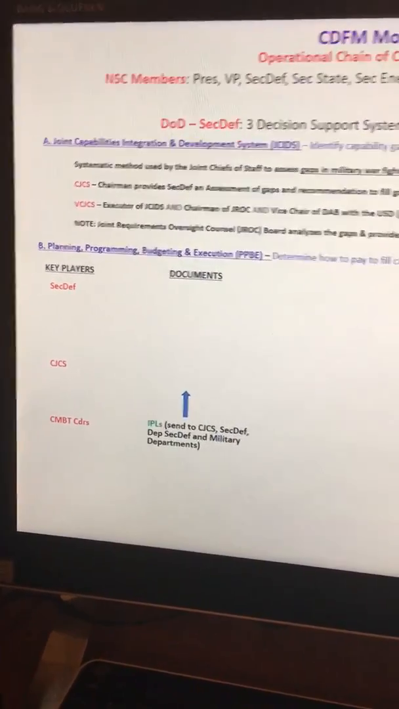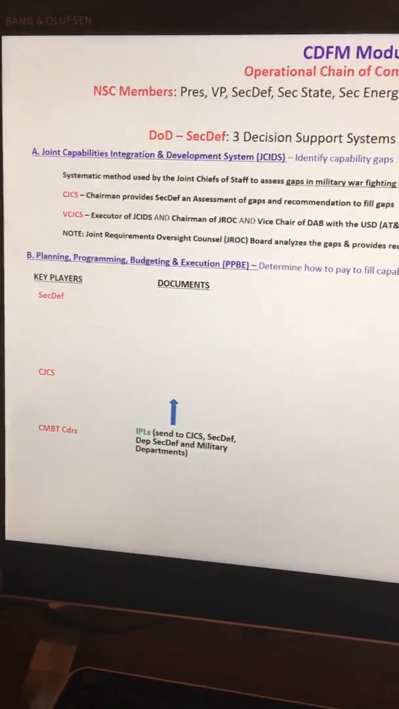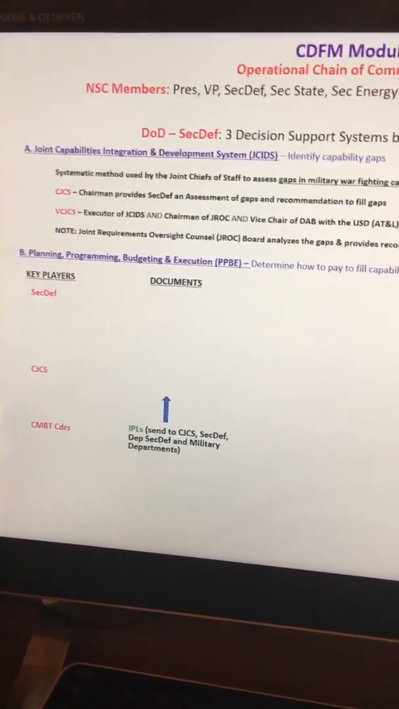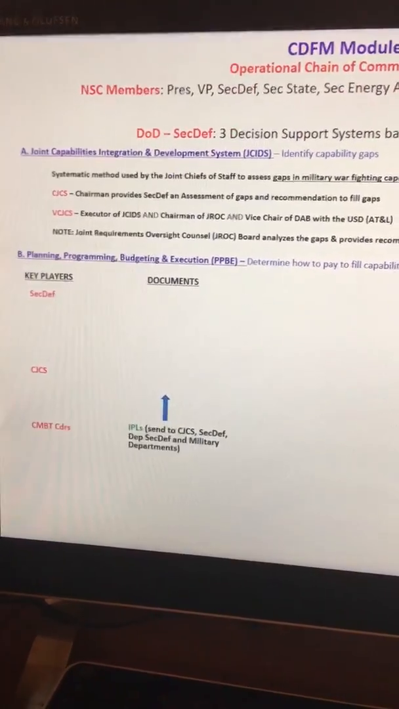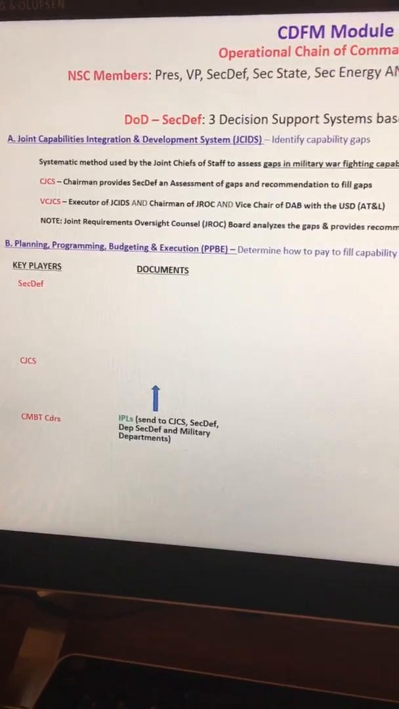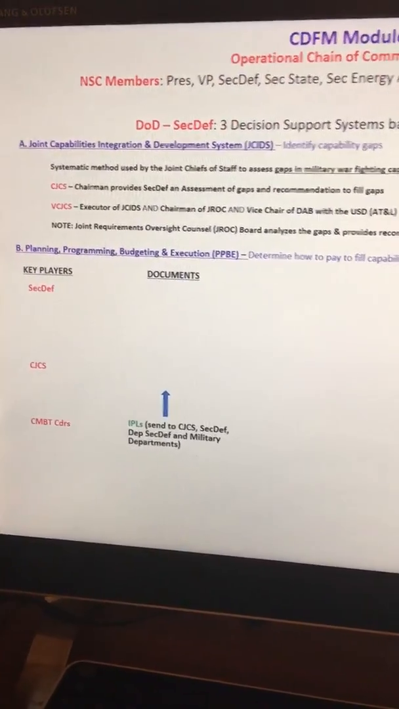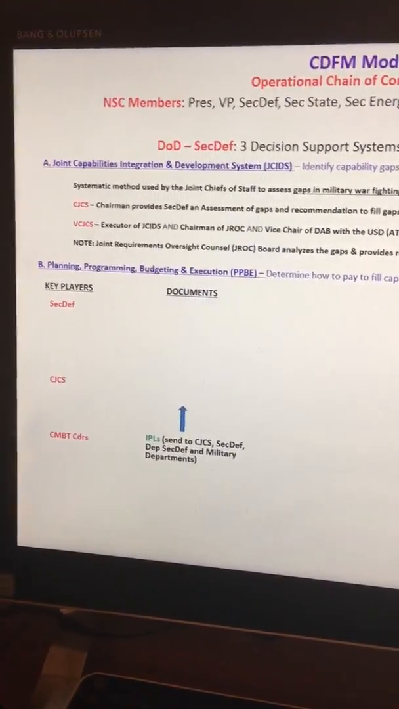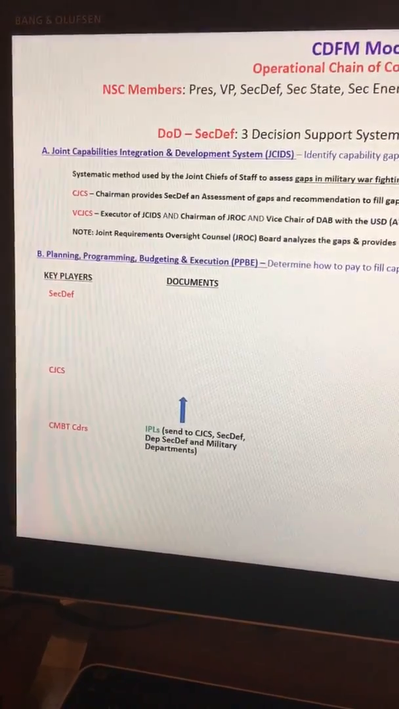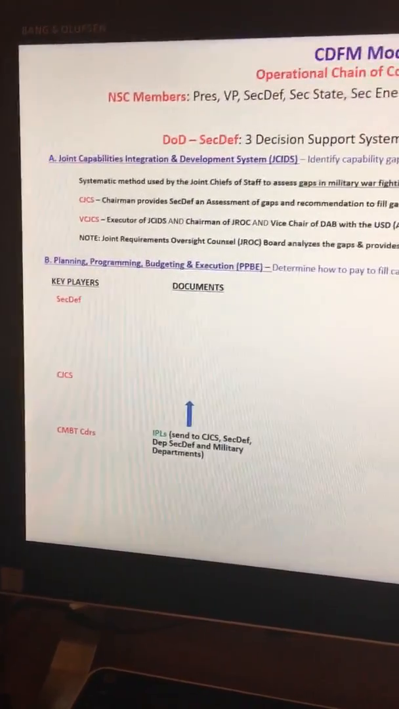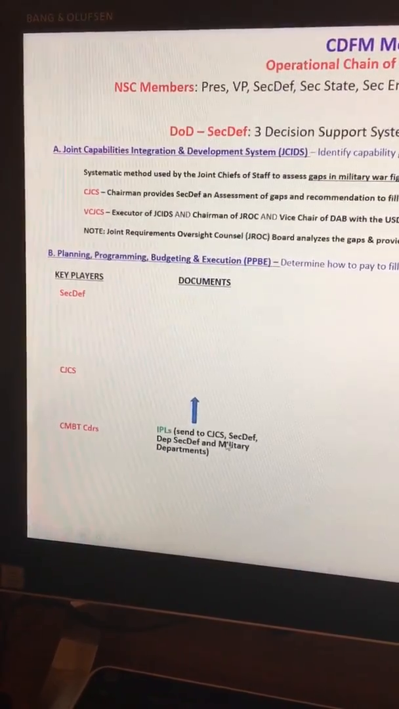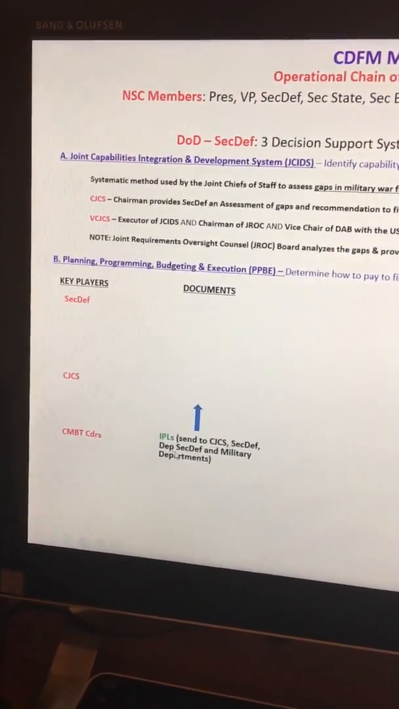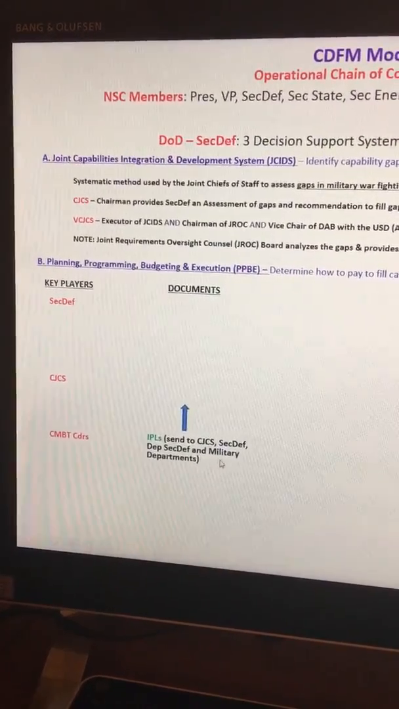So to begin the PPBE process, your combatant commanders will determine what their capability gaps are, what issues they have. So again, these combatant commanders in NORTHCOM, SOUTHCOM, and so forth, AFRICOM. These are the individuals who are responsible for a large overarching area of the map, and they would then submit an IPL, Integrated Priority List, to the chairman of the Joint Chiefs of Staff, your Secretary of Defense, your Deputy Secretary of Defense, and military departments.